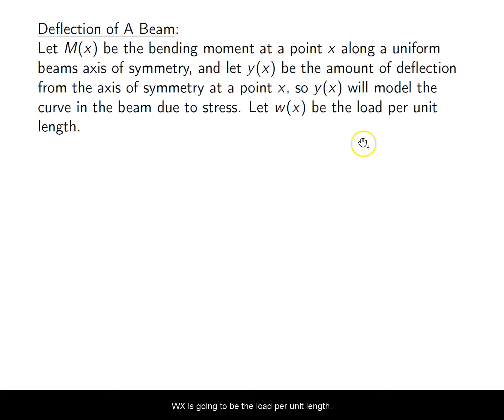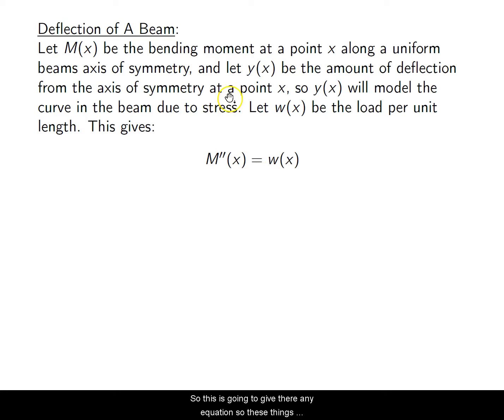W of x is going to be the load per unit length. So this is going to be for every inch squared, for every centimeter squared, for every foot squared, how much weight or load we have on our beam. Okay, so this is going to give us an equation. So these things are related, that the second derivative of our bending moment is equal to the load per unit length. Okay, so we also have this equation.